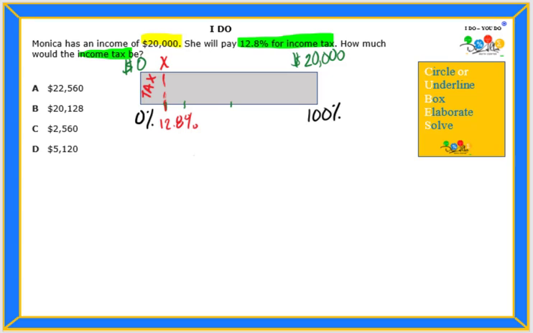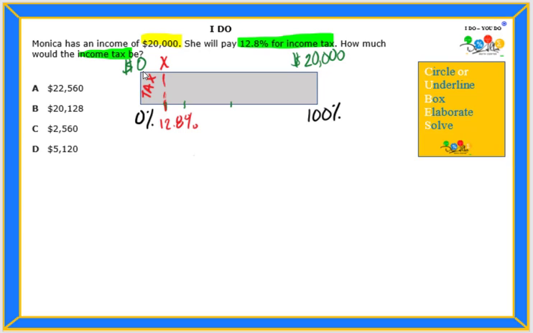So right here, I would like for us to talk about making estimates. So we said this would be about 50%. So if we come up here, 50% or half of Monica's income would be $10,000. And then half of that would correspond with 25%, which would be about $5,000. Once again, this was 10,000. This would be about 5,000 then. So we can see that ours is half of that. And so our answer should be somewhere around the 2,500 mark as an estimate.